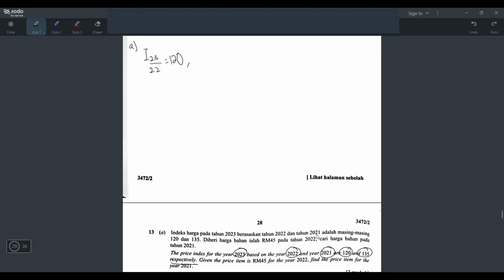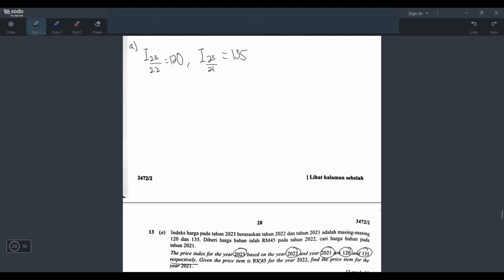Tahun 2023 berdasarkan 2022 dan 2021. Okay, it means 2023 based on 2022 and 2023 based on 2021 lah. Another one is 2023 based on 2021. I think that's what they meant, is 135. Let's read again. Price index 2023 based on 2022 and year 2021. It means 2023/2022 is 120, 2023/2021 is 135. Yeah, I think that's what they meant. Okay, not too sure, but it's okay.